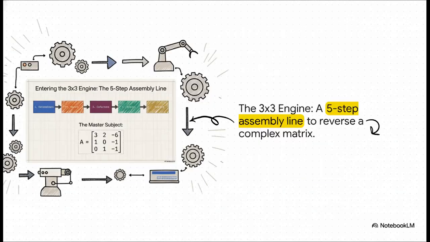All right, time to level up. Welcome to the 3x3 engine. Now this is not just a quick formula, this is a full-blown 5-step assembly line. We'll take our main subject, matrix A, and guide it through 5 crucial phases. First, we calculate the determinant, then we find the minors, apply the cofactors, create the adjoint, and finally, we put it all together with the formula.